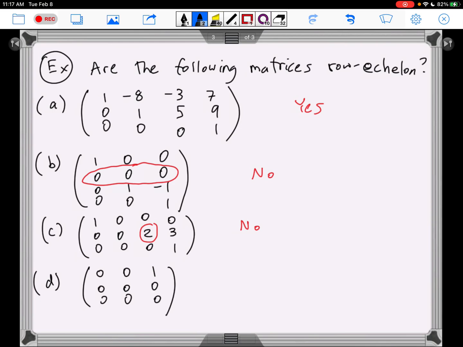How about this matrix? Let's check. Are all the rows with all zeros at the bottom? Yes. The first row has a 1 as its first non-zero digit. Yes. And then we don't have any more leading 1s, so the answer is yes. This is row echelon. It meets all 3 conditions.